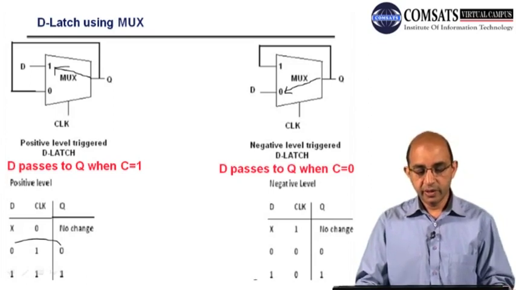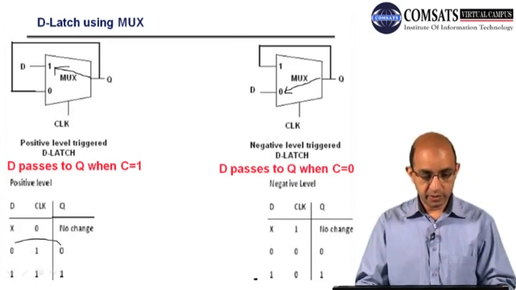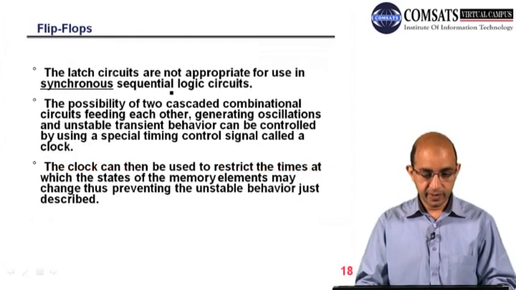So this is the D latch, but we have used multiplexer, which we already know and constructed by using the conventional combinational logic AND, OR, NOT. So let's talk about the flip-flop.